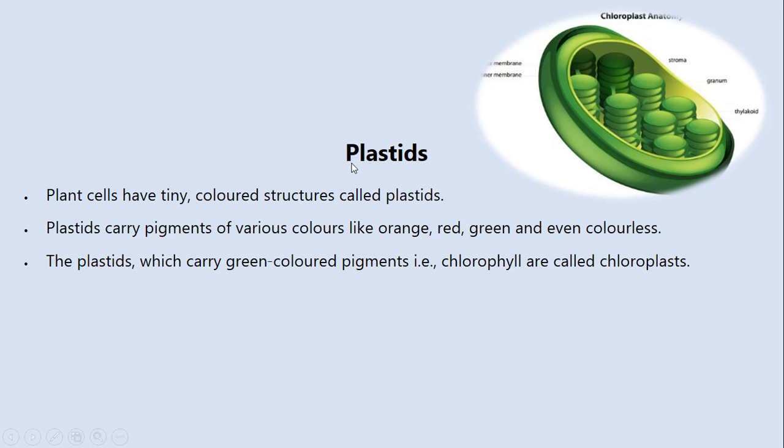Next component is the plastid. We generally observe plastid in the plant cell. These are tiny colored structures, and plastids carry various pigments like orange, red, green and sometimes even colorless also. The plastids which carry the green color pigment, that is chlorophyll, are known as chloroplast.